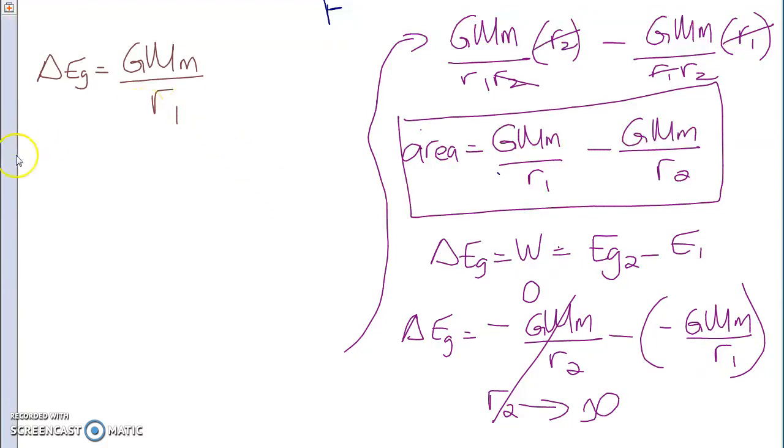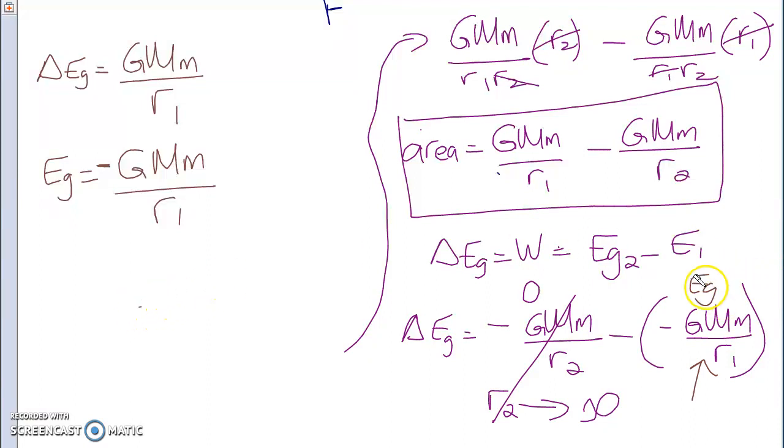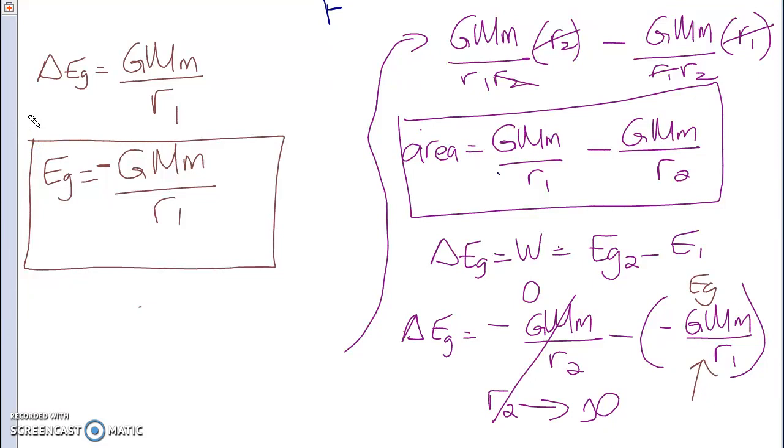Okay, and from now on, if I want to talk about energy, then my formula is going to be negative big G M over R. And you're like, why is it negative? Because that EG right here was negative. That's EG. That is change in EG. As you could see, you're looking at it and saying, how could energy be negative? How could energy be negative?